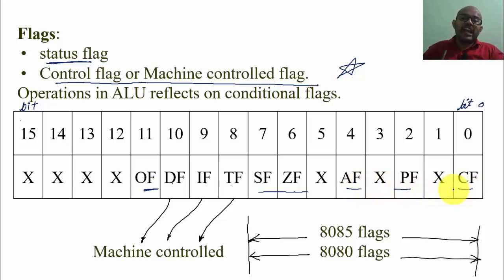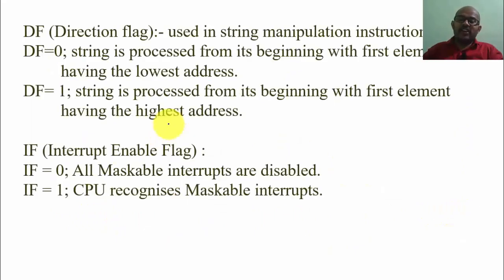Now, if I am talking about 8085 or 8080 flags, you will have sign flag, zero flag, auxiliary flag, parity flag and carry flag. These flags fall under the flags in 8085 or 8080. If I am talking about 8086, this entire thing is the flag format of 8086.